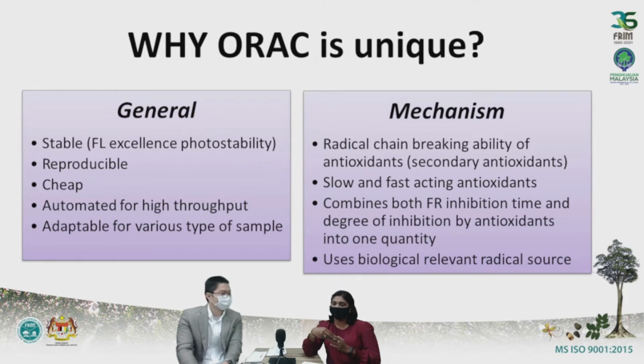In terms of mechanism, it measures the radical chain breaking ability of the antioxidant, especially the secondary antioxidant. It also allows the measurement of slow and also fast acting antioxidants. In addition to that, it combines both the free radical inhibition time and the degree of inhibition by the antioxidant into one single quantity. It also uses biologically relevant radical sources, for example peroxyl radical.